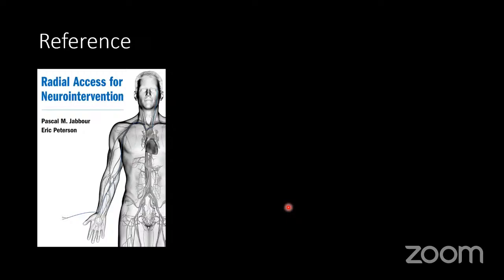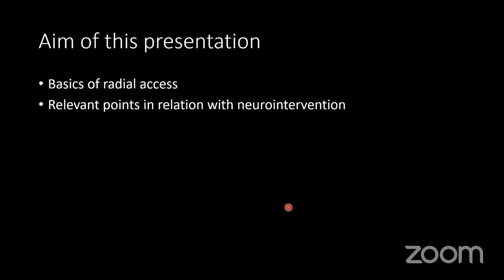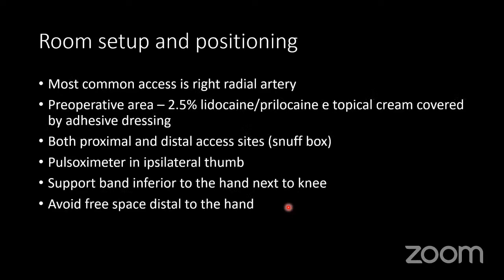Most of the points are taken from this textbook, Radial Access for Neurointervention. And this presentation will be covering the basics of the radial access and some of the points in relevance to the neurointervention. Coming to the setup of radial access, most of the time we will be accessing the right radial artery, and the preoperative area will be applied with 2.5% lidocaine or prilocaine topical cream covered by an adhesive dressing, so that the skin will be adequately anesthetized.